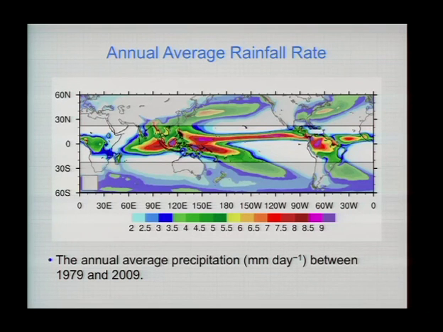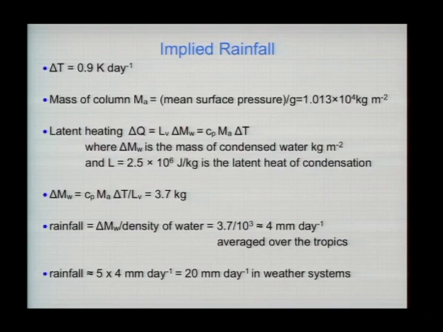If you look at the annual average rainfall, the rain rate over the tropics, here it is. And if we think about the tropics as being the region between these two lines, these colours are in millimetres per day. And what did we say? We said the average over all the tropics is about 4.